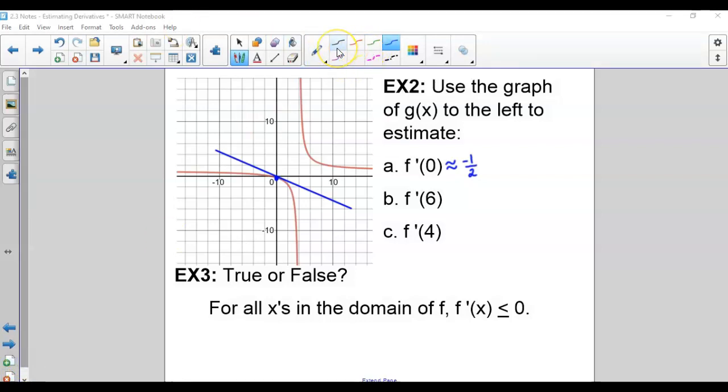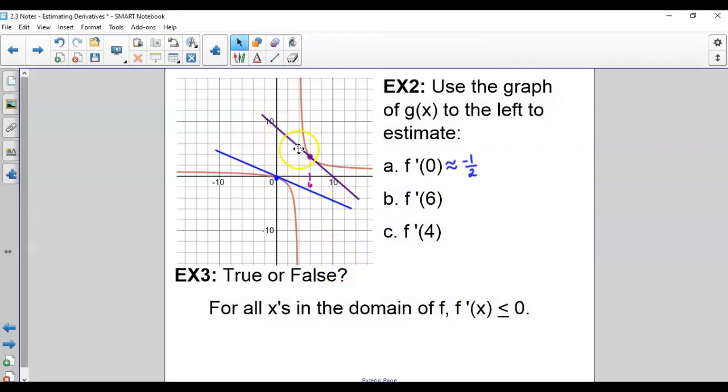Now, if we look at f prime of 6, on our graph I'm going to use purple for this one. 6 is right here, so our point on our graph is right here. If we draw ourselves a tangent line in here, it's not very good. Let's adjust here. That's probably pretty close right there. So I might go down a little bit.